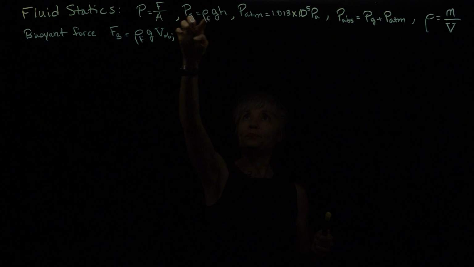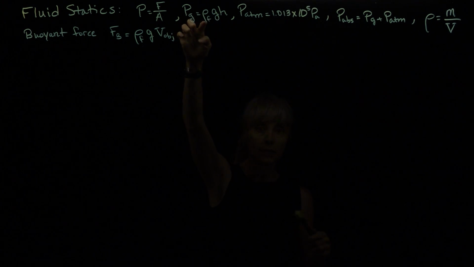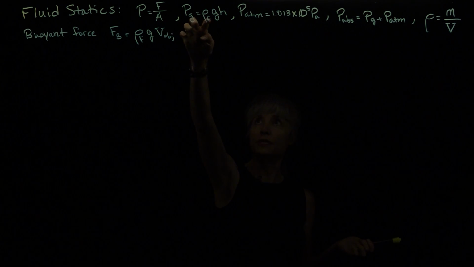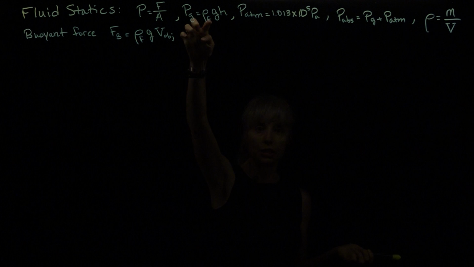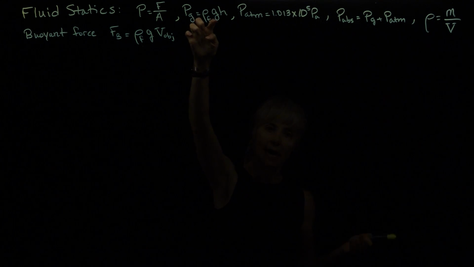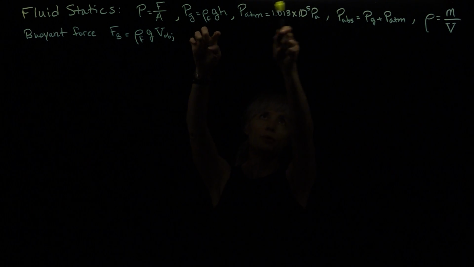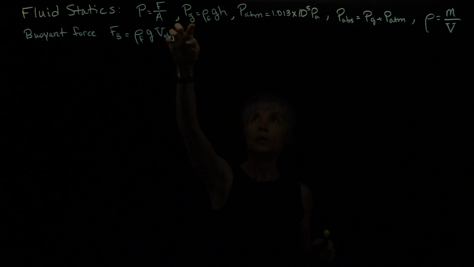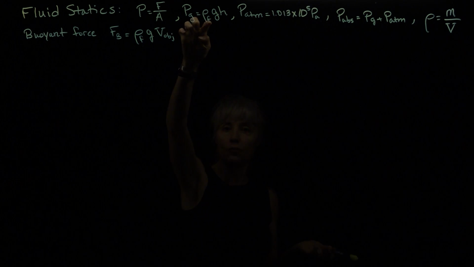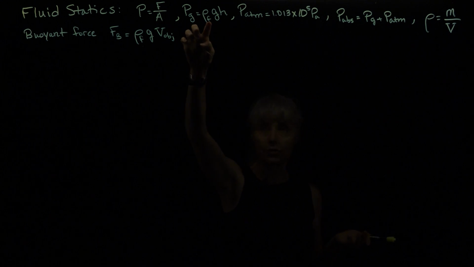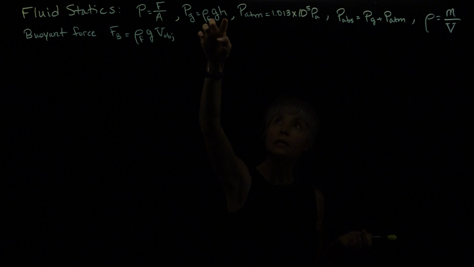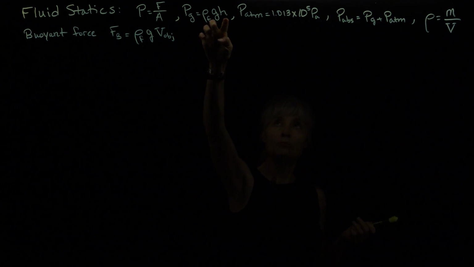Gauge pressure is the pressure an object experiences when it is submerged in an additional fluid, where this is the density of that fluid that it's additionally submerged in, additional to the atmosphere. The atmospheric pressure is already given to us as this value here. But the gauge pressure is the density of whatever fluid the object is further submerged in, times the acceleration due to Earth's gravity, times how deeply the point or the object is submerged.